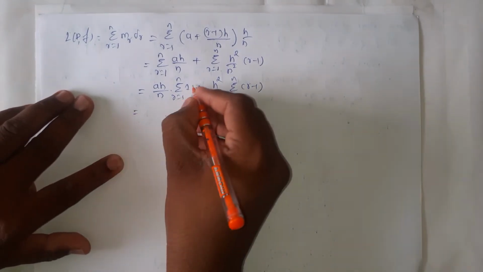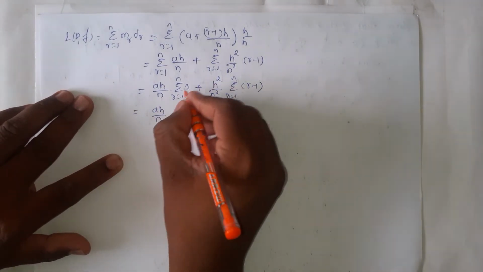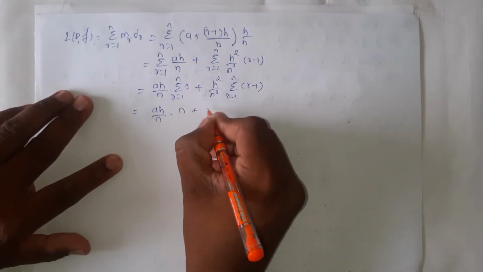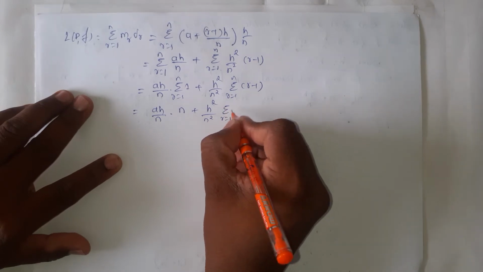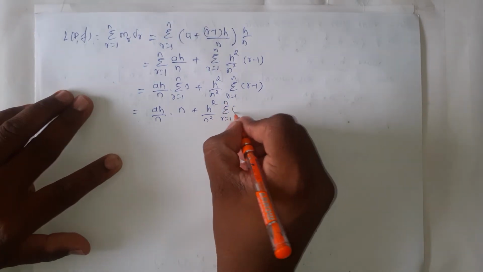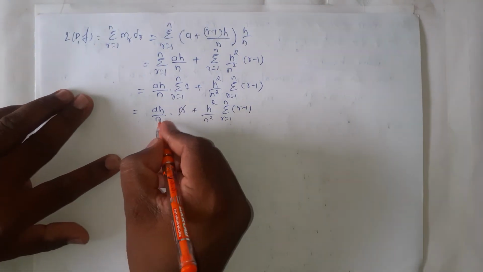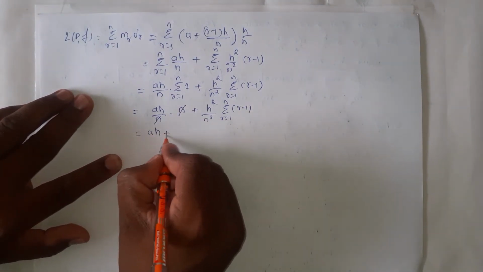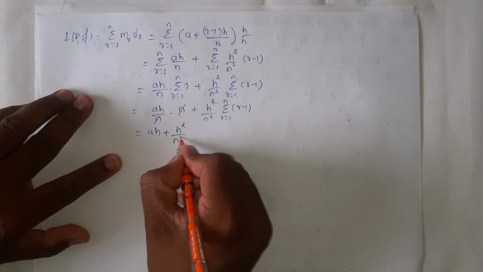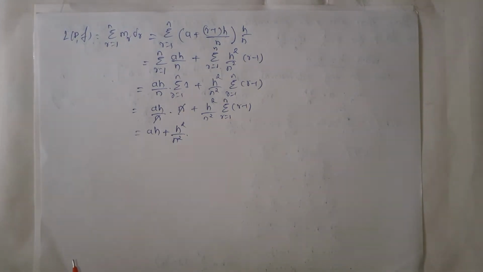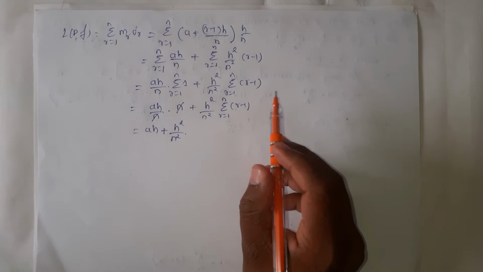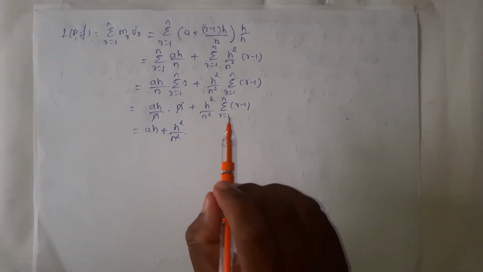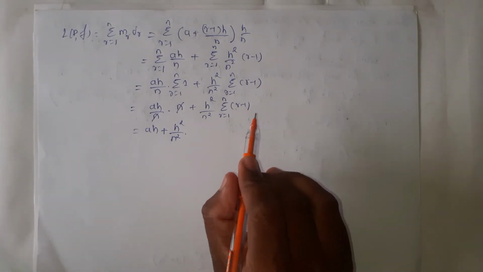So here a h divided by n, its value is equal to n plus h square divided by n square, summation over r is equal to 1 to n, and this one r minus 1 as it is. So here n and n get cancelled, remaining a h plus h square divided by n square. Here we have summation over r is equal to 1 to n r minus 1. Now if you substitute r equal to 1, 2, 3 and so on up to n, we get 1 plus 2 plus 3 up to n minus 1.